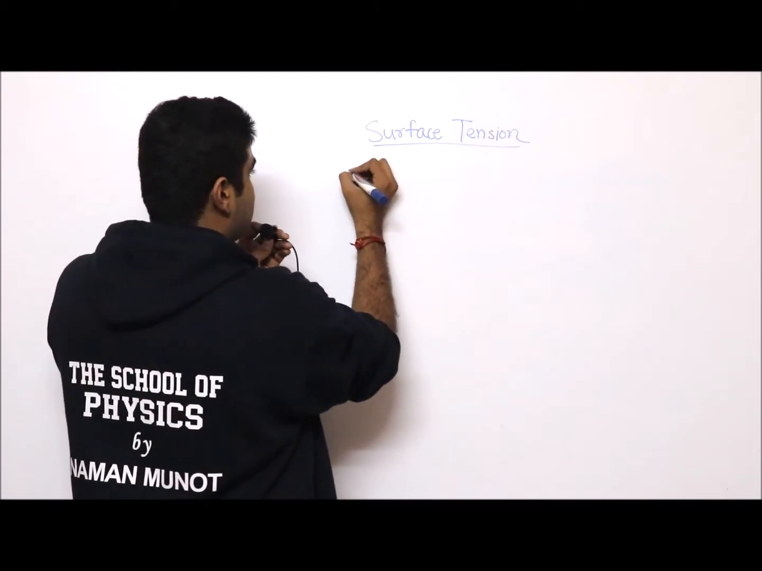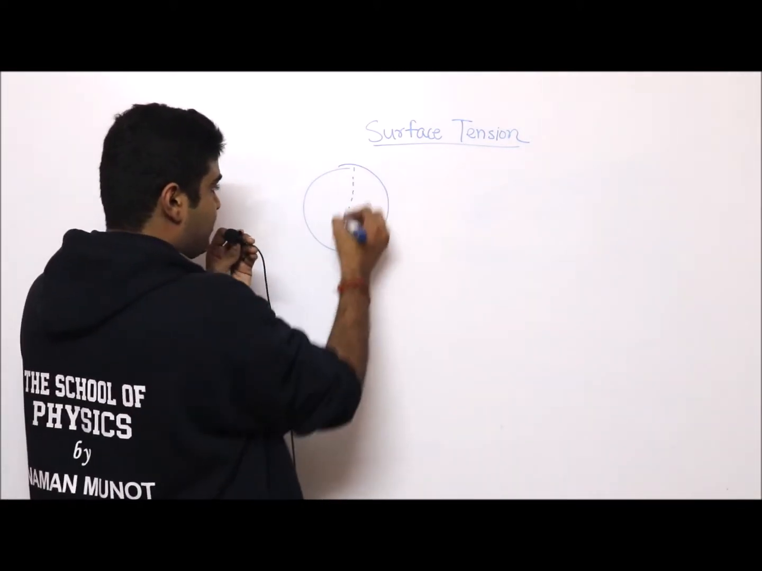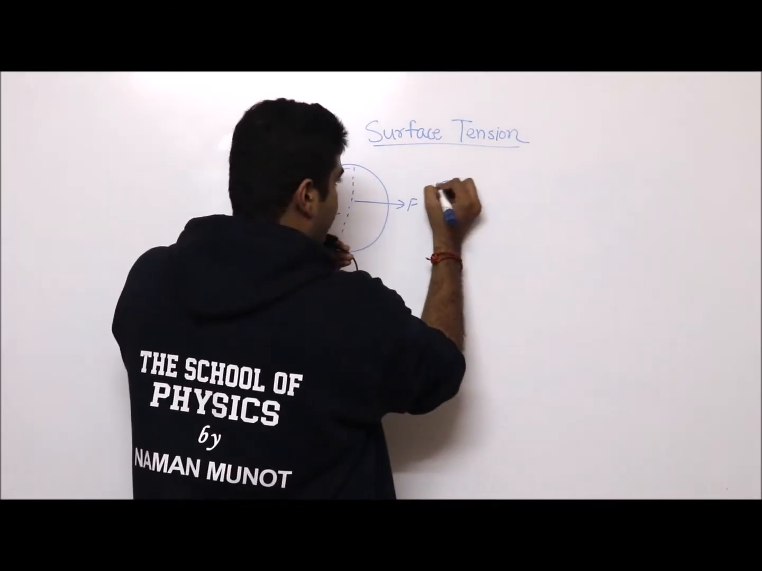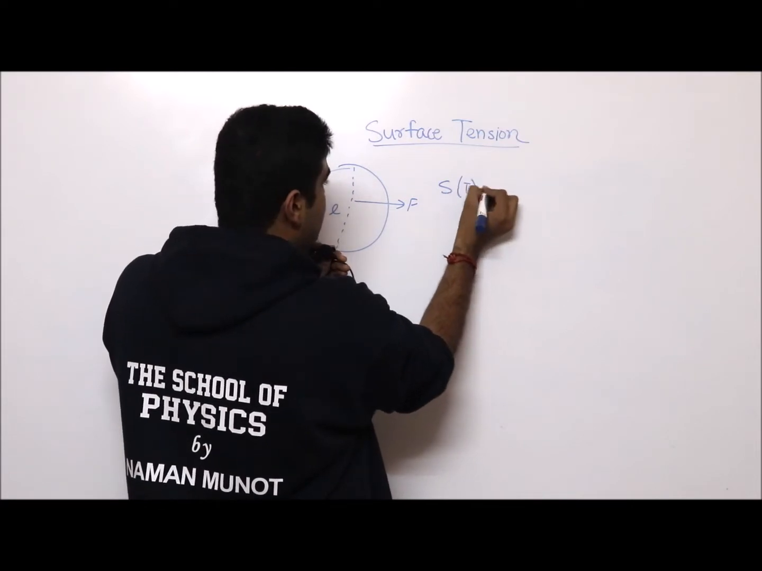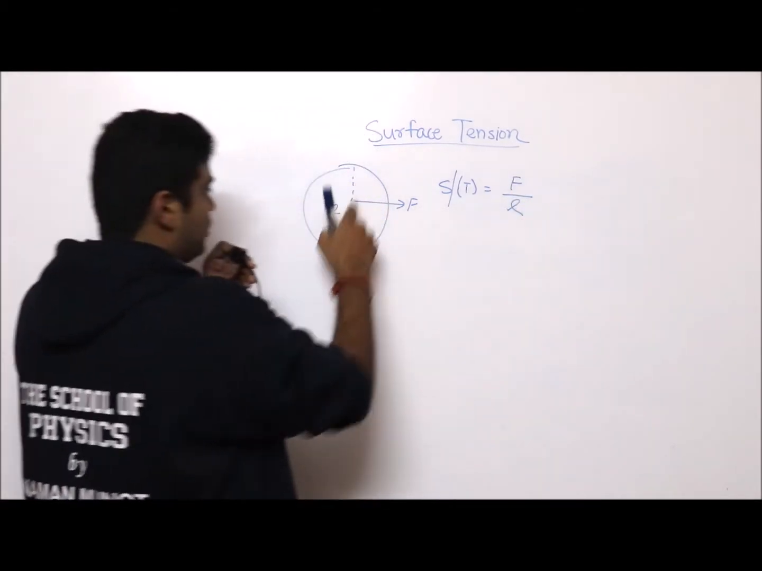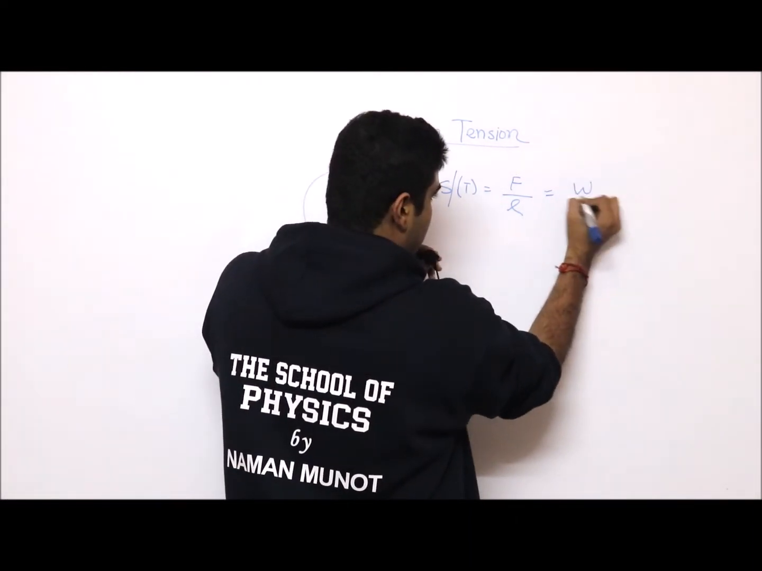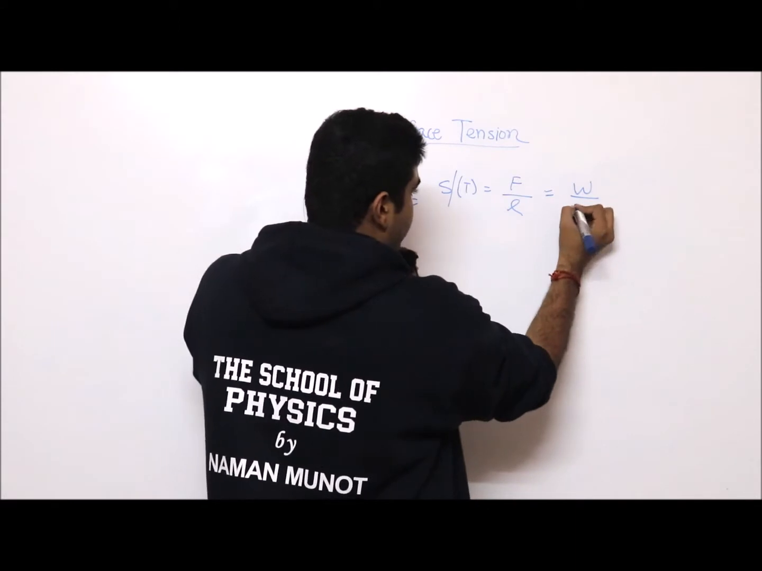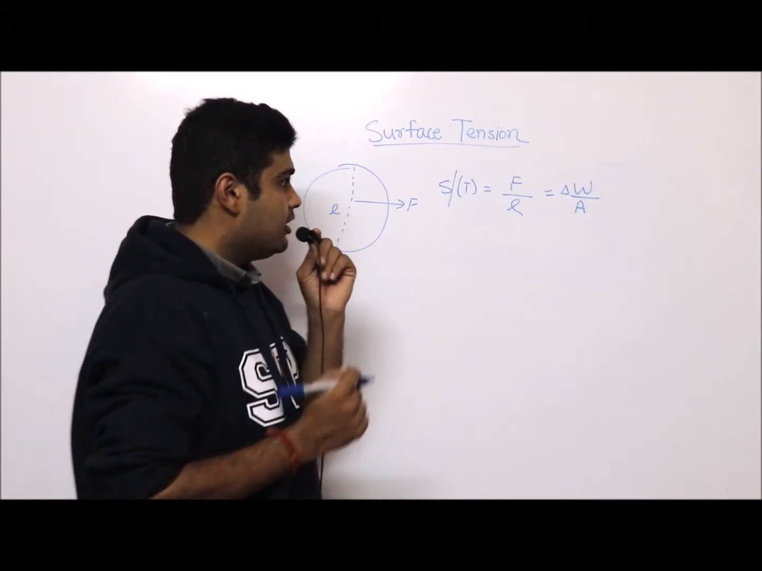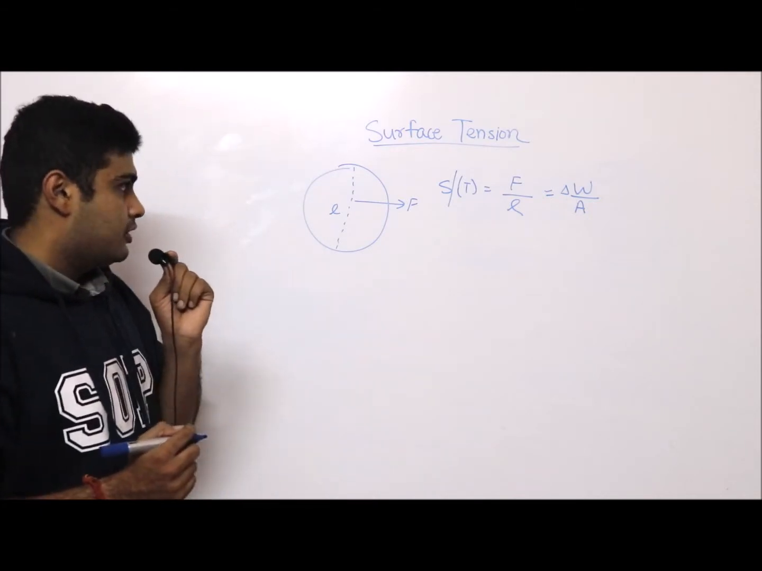So suppose I have this balloon and this is some line, and I pull it with force F, and this is the line L. So one way of defining surface tension, we can write it S or T. It is the force acting on a particular line of something that is stretched, or we can write the work or the energy that is required to increase the area by 1 unit. Okay, so this is surface tension.